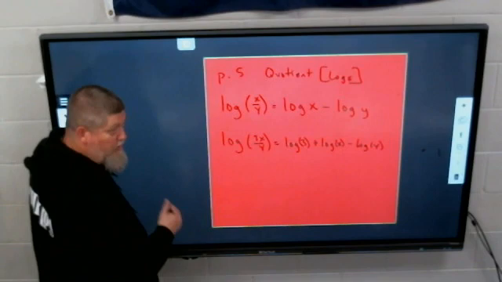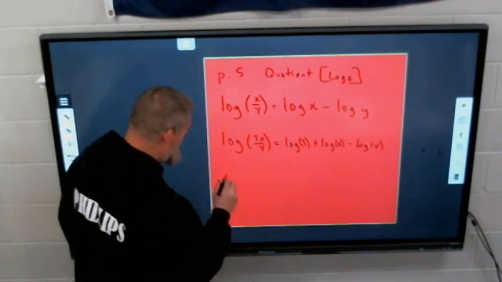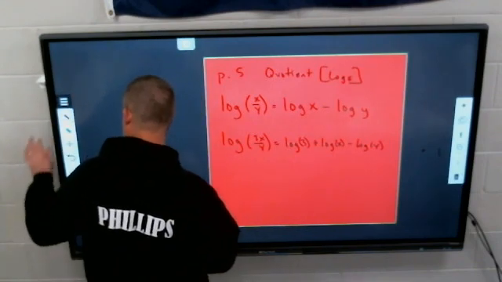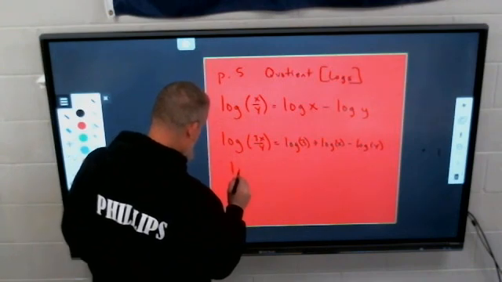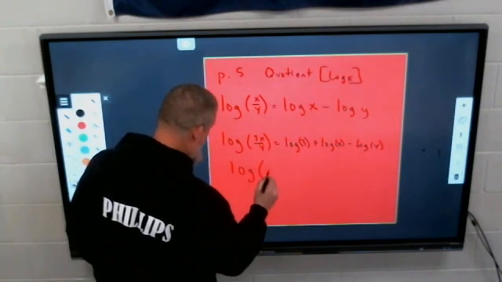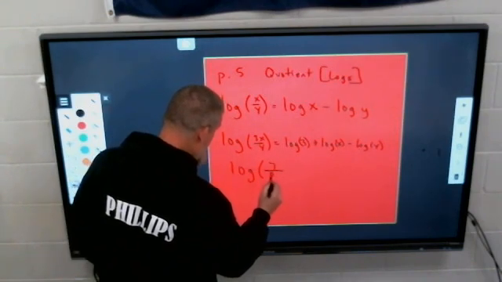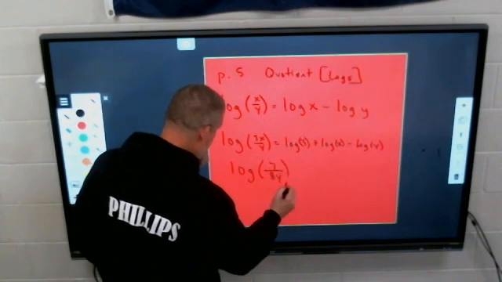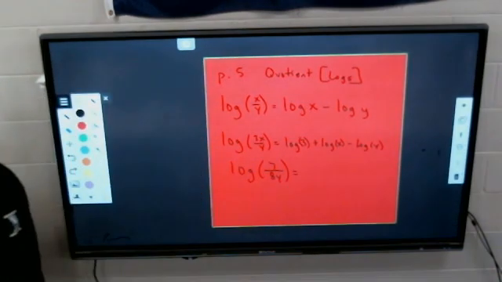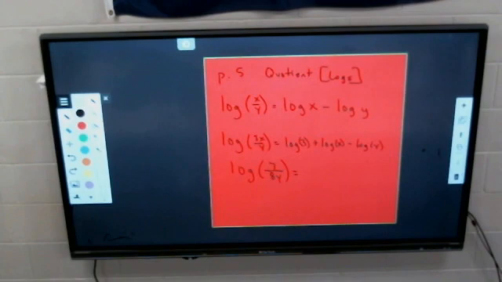All right, let's try one more. You guys do this one? Log of 7 over 8y. And then we'll do the last one.